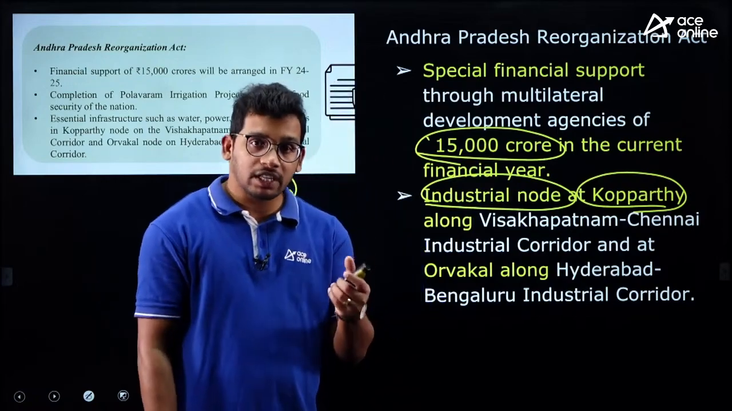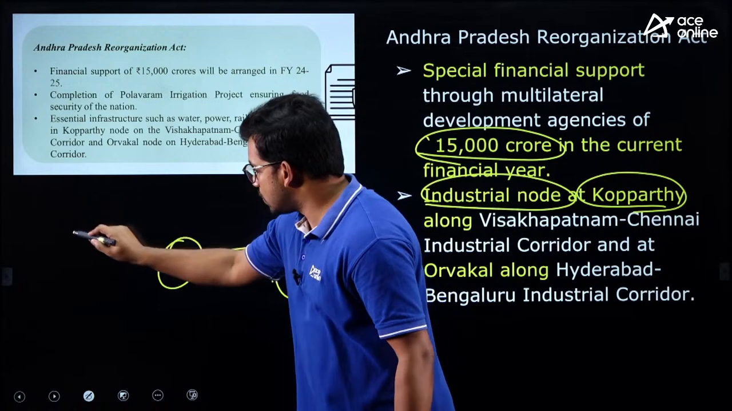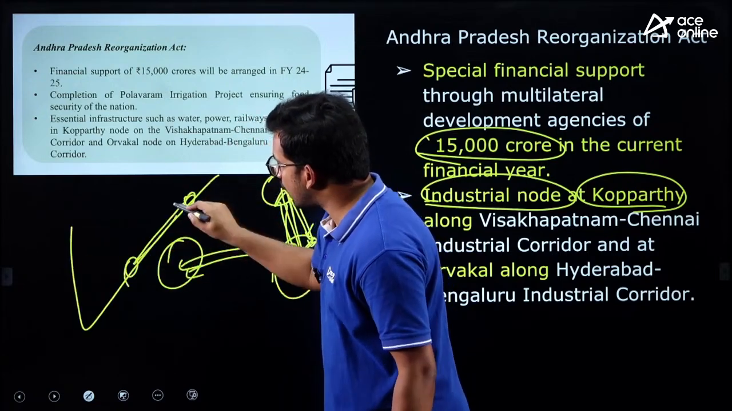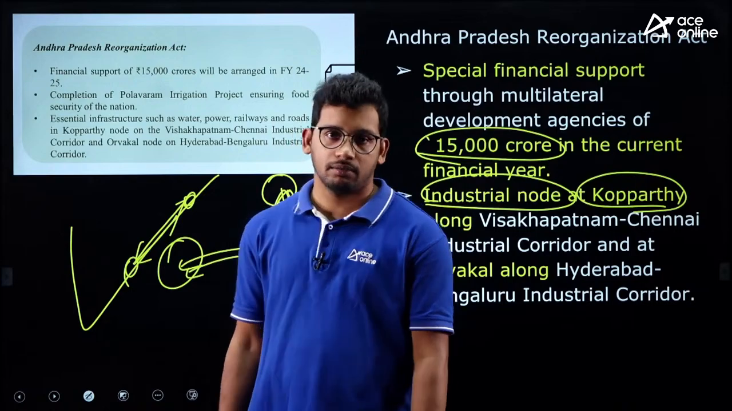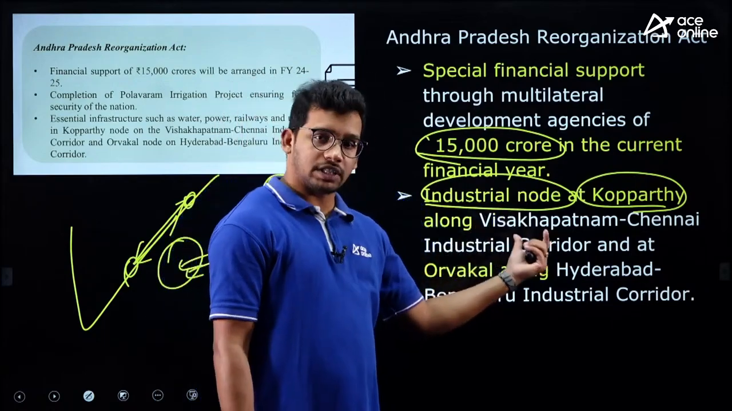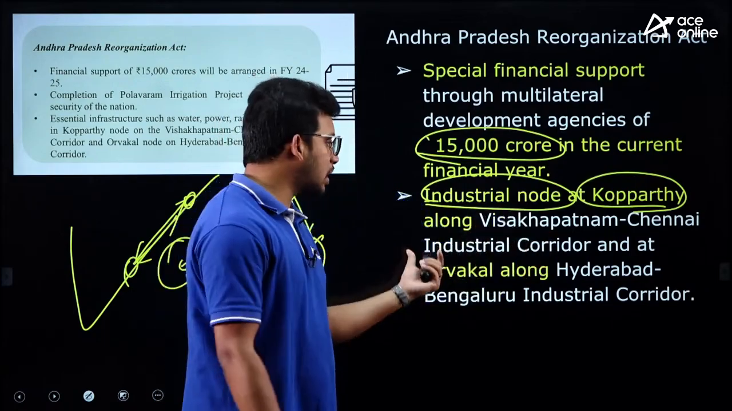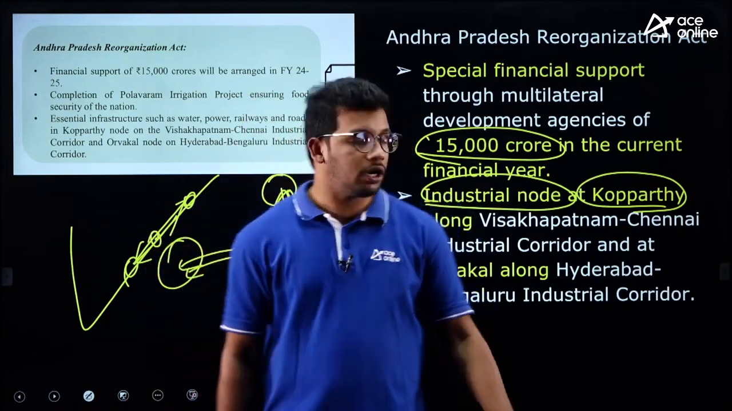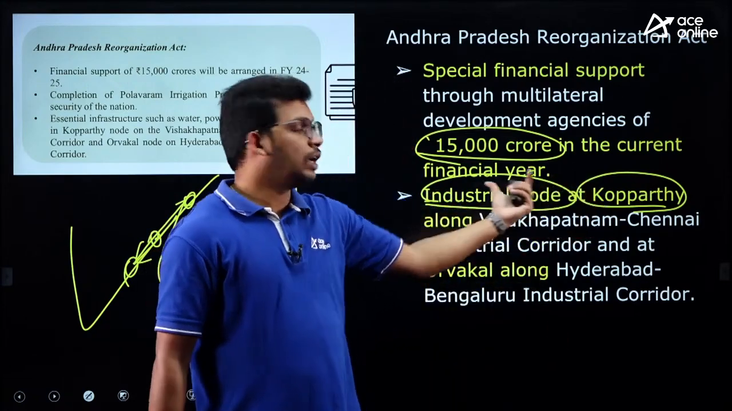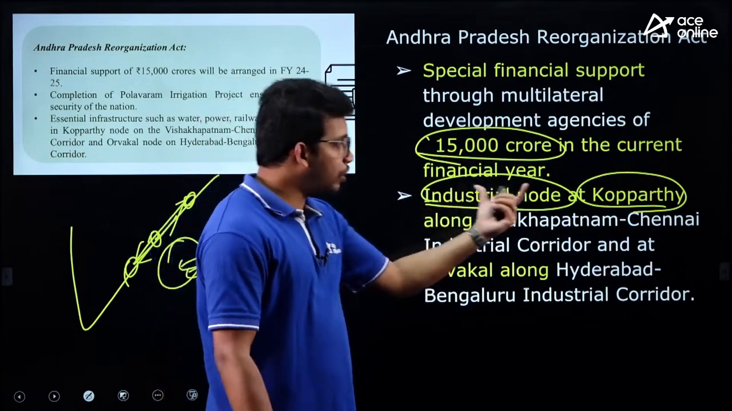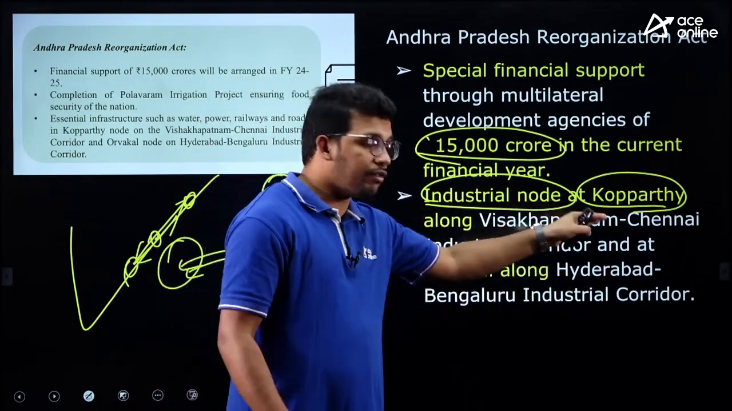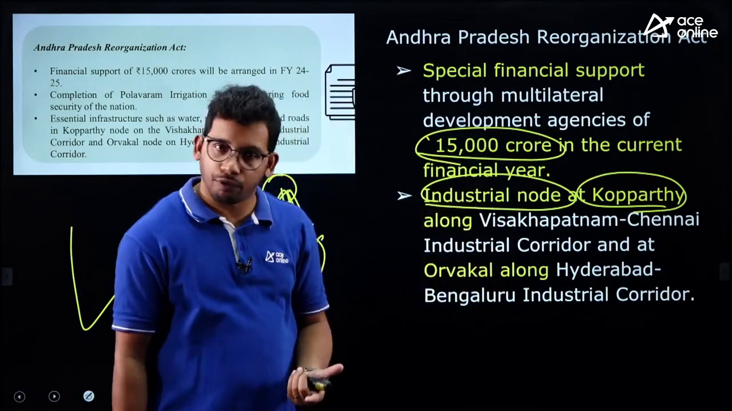One is Vizag Chennai. So you can see this is Andhra Pradesh. So this is Vizag and this is Chennai. So Vizag Chennai industrial corridor, right. Vizag or Visakhapatnam, we call it, Visakhapatnam Chennai industrial corridor is there. Under that they are going to focus on Kopparthi, which is in Kadapa district, right. So like how the Gaya industrial node was going to be developed, in the same way they are going to focus on the Kopparthi industrial node.